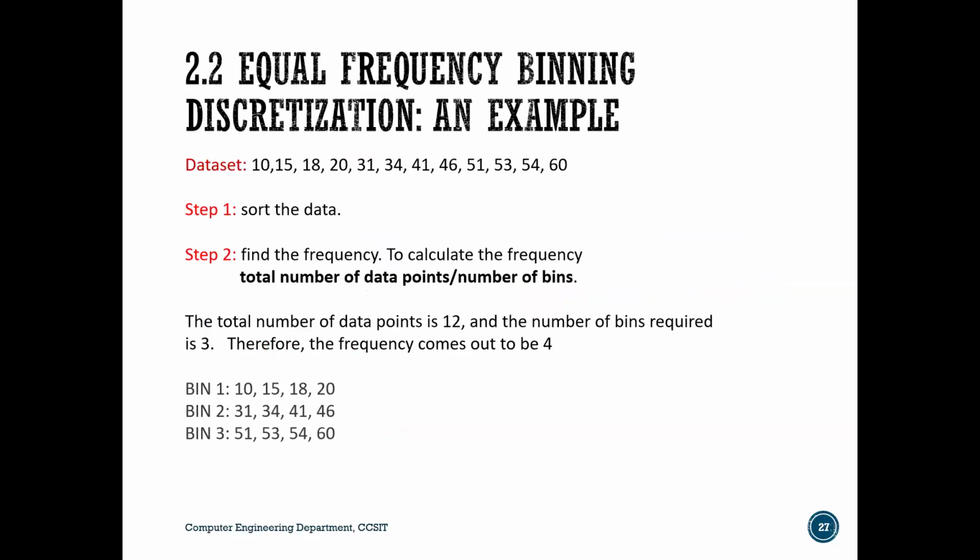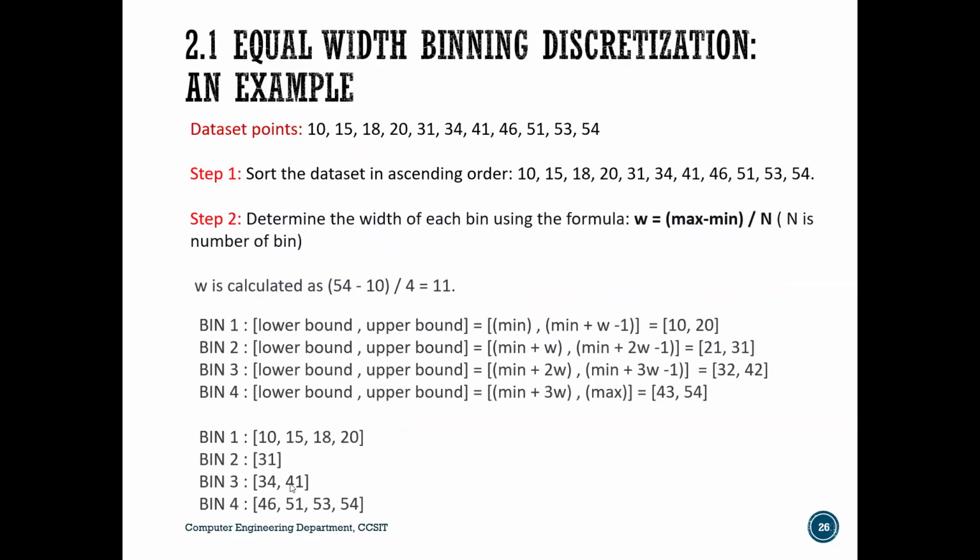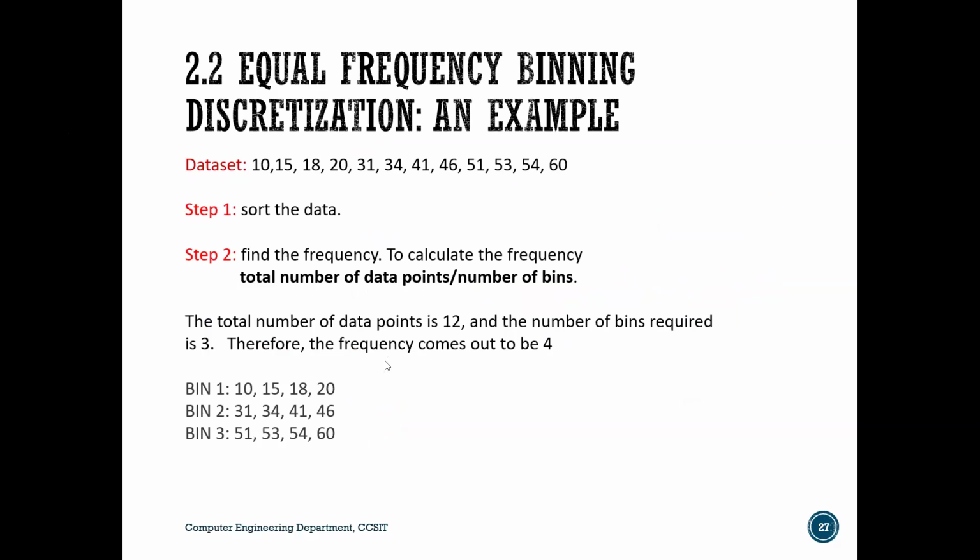Now, equal frequency binning. In the previous one you can see here are 4, here is 1, here are 2, here are 4, so there is not equal frequency. Now we have another case where we can make the frequency equal. How can we do that?